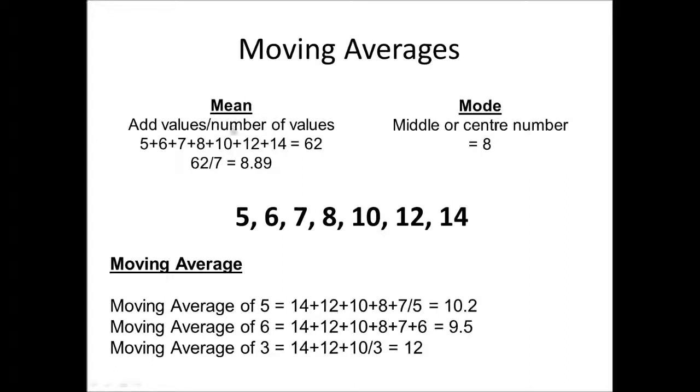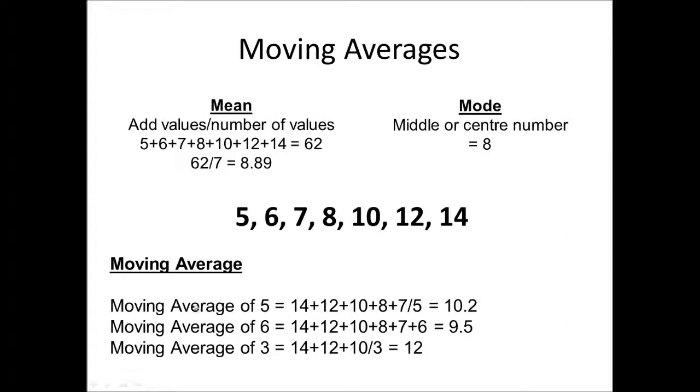A mean moving average is taking a series of numbers, adding the values of those numbers together, then dividing by the number of values. So in this formula here we add each of these numbers and then divide by the number of values, which gives us 8.89. A mode average is taking the center number, which is 8. There are 7 numbers. Number 4 is the center number, 3 numbers either side. The center value is 8, so the average is 8.